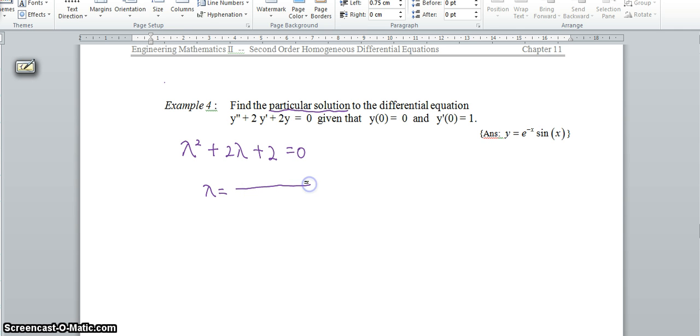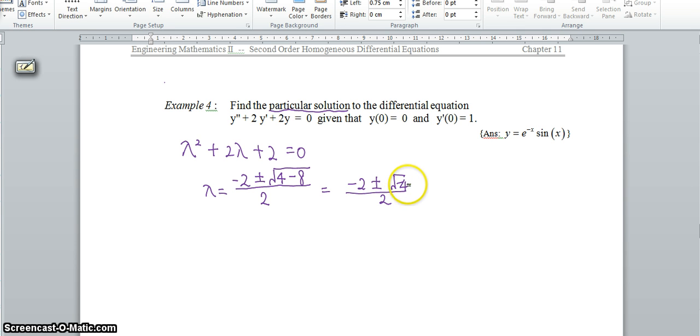This is a quadratic equation. Once again, we just use the formula. So negative b, in this case negative 2, plus or minus root b squared minus 4ac. B squared is 4, minus 4 times 1 times 2, which is 8, divided by 2a. So I have negative 2 plus or minus root negative 4 over 2.